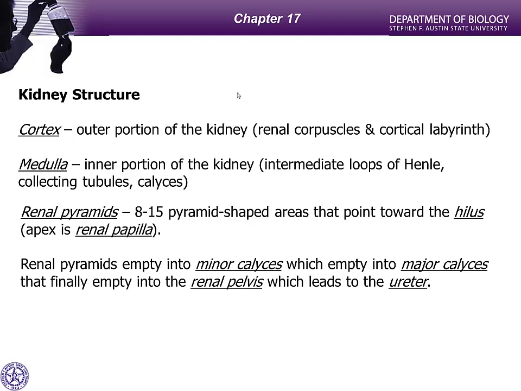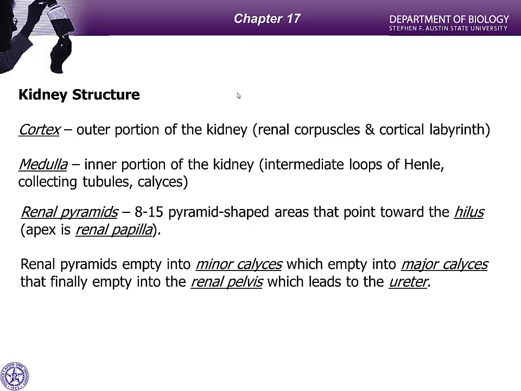Now, the kidney is divided up into 8 to 15 wedge-shaped pieces, and we refer to these as renal pyramids. And the very point of that, which is pointing down toward the hilus of the kidney, these are referred to as the renal papillae, those points. And so as we look at our renal pyramids, all of these collecting tubules draining into minor calyces, that's plural, singular is a calyx. So you have fewer minor calyces than we do collecting tubules, but they're larger.